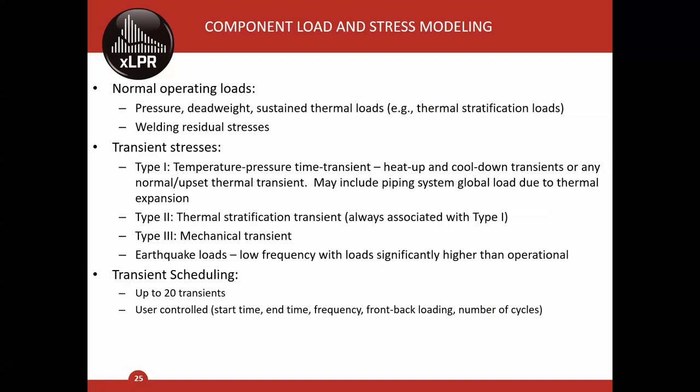So for transients, up to 20 of them can be input into xLPR. For each transient, the user can define the interval over which the transient may occur based on a start time and an end time, along with a frequency with which the transient occurs. A front-back loading ratio specifies when within each interval the transient should occur. A smaller front-back loading value would have the transient occur earlier within that window, whereas a greater value for that input would have the transient occur later. And so, for example, a value of 0.5 would mean the transient occurs in the middle of the interval. And finally, the number of cycles specifies how many load cycles are modeled for each transient when it occurs.